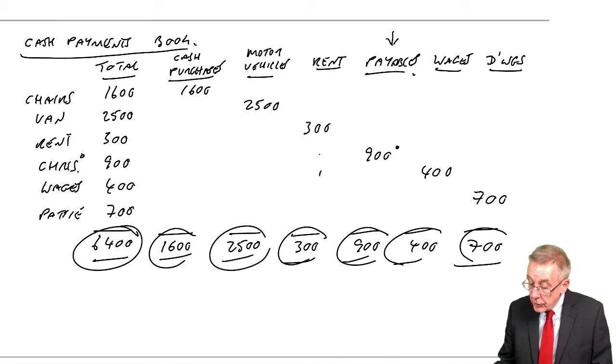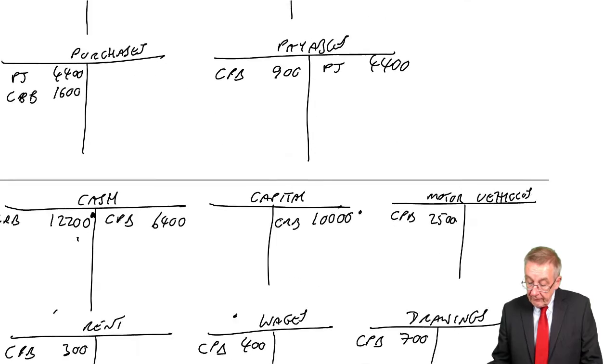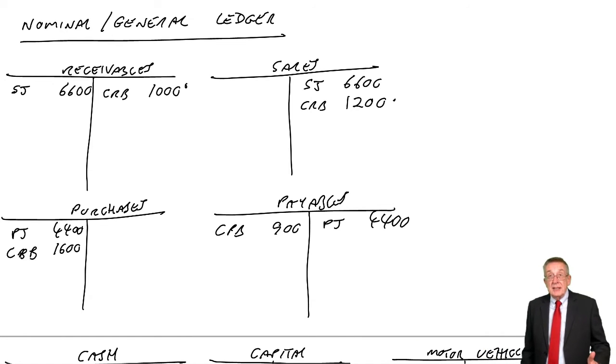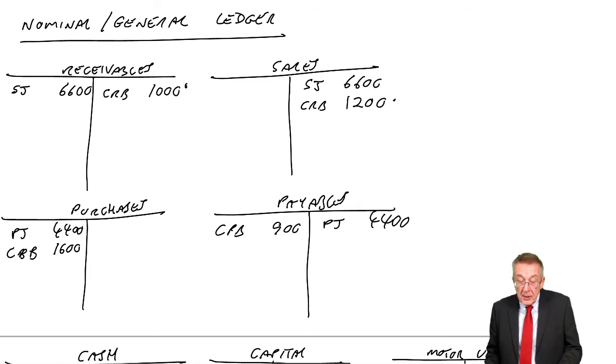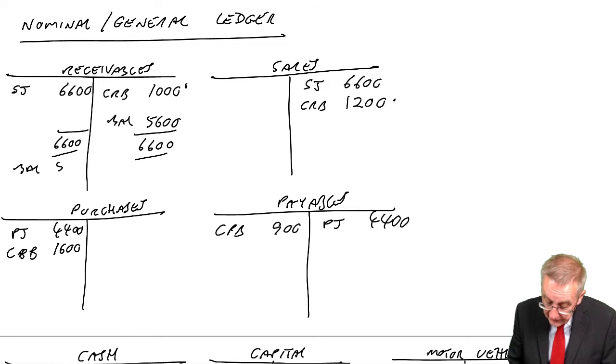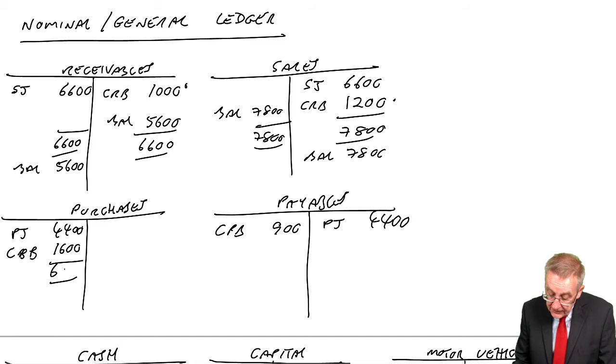So we've now completed the double entry. And so let's do one final step here. From now on, we'd carry on exactly as normal. Take the balances and do a trial balance. So let's do it. The balance on receivables, $5,600. The balance on sales, $7,800. The balance on purchases, 6,000.